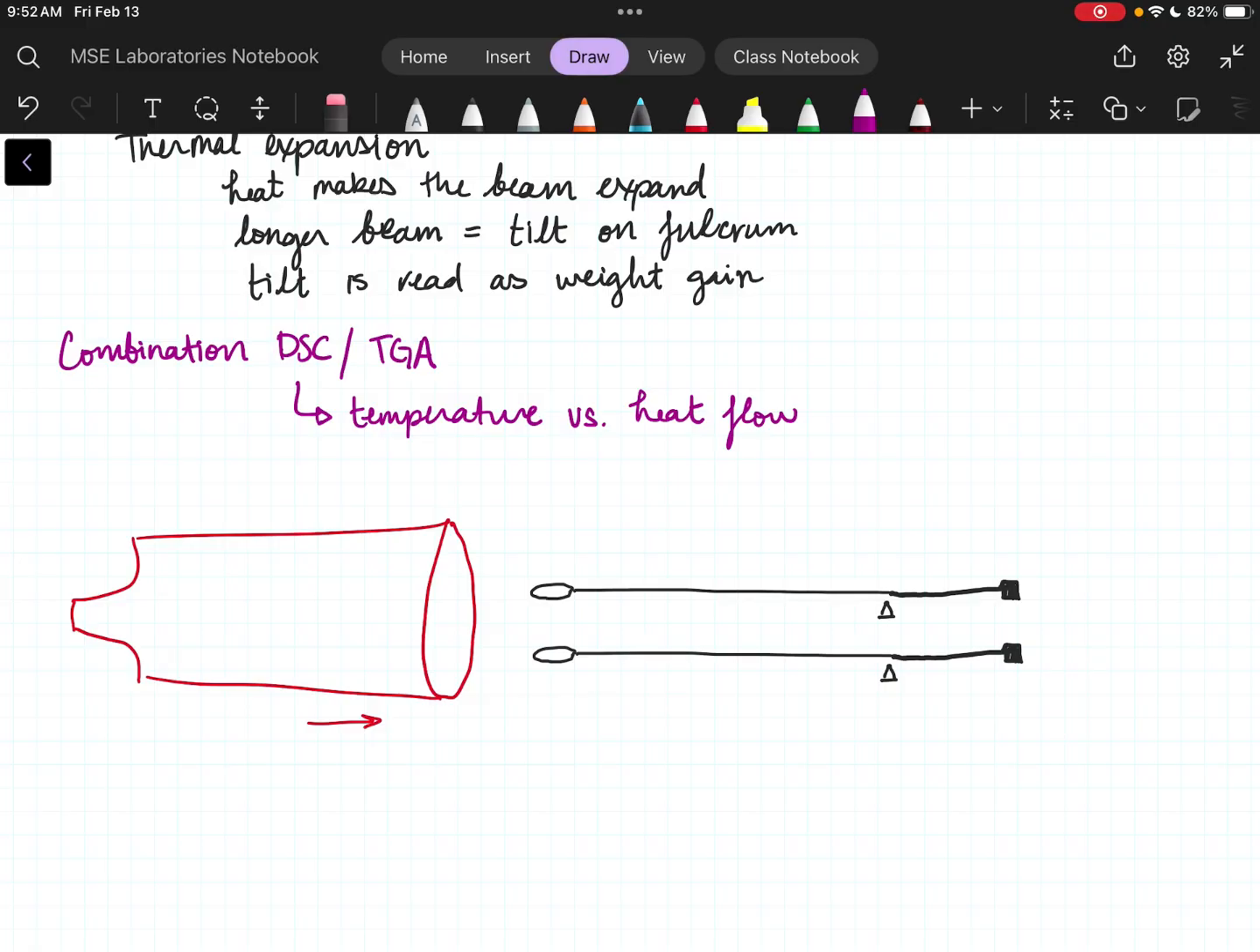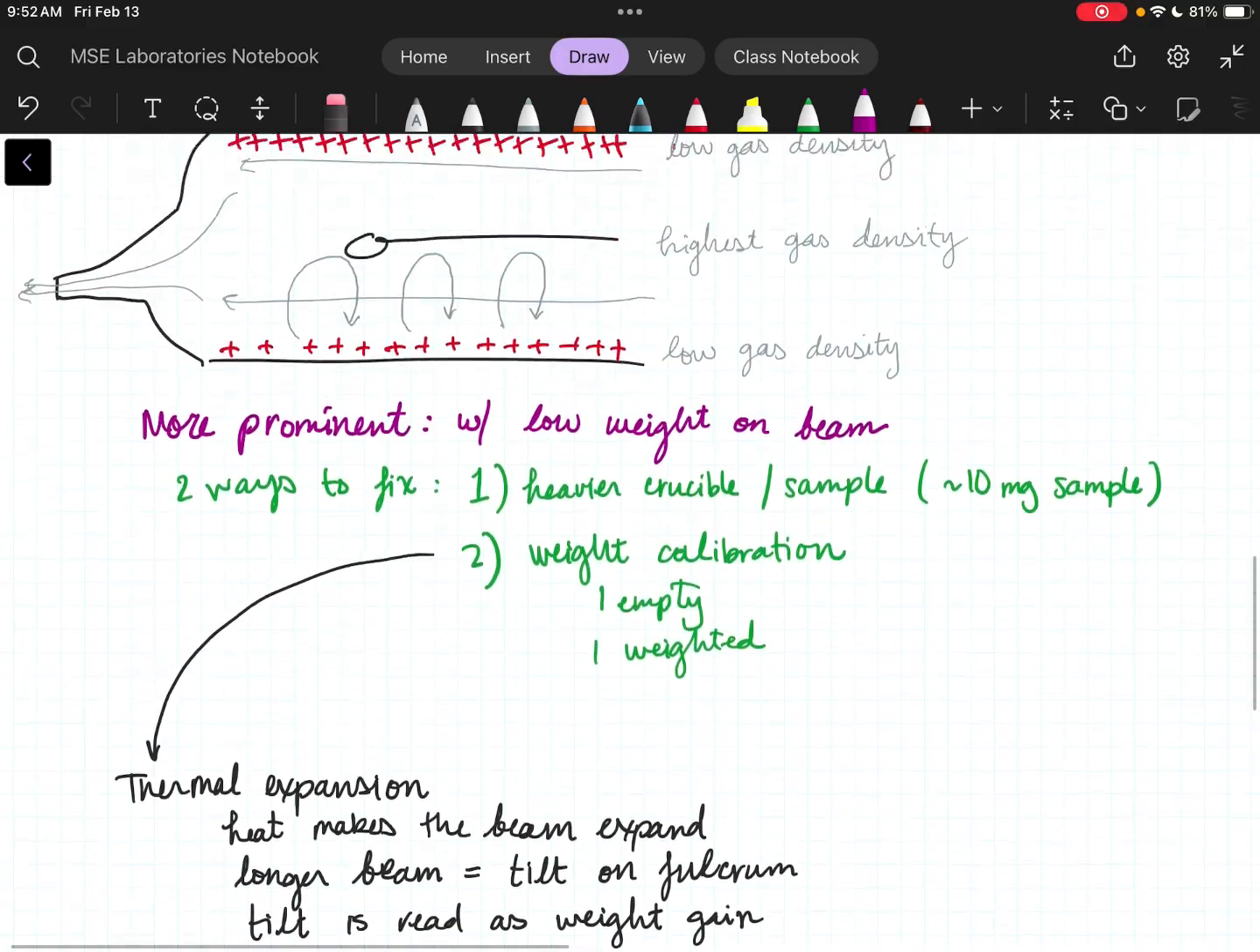I'm going to draw us a little bit at an angle, like an upward angle, so that we can see what's going on with both of these. Ours is a combination DSC TGA. We'll do that in purple. And we have the same setup where we've got our furnace, and the furnace can close over everything.